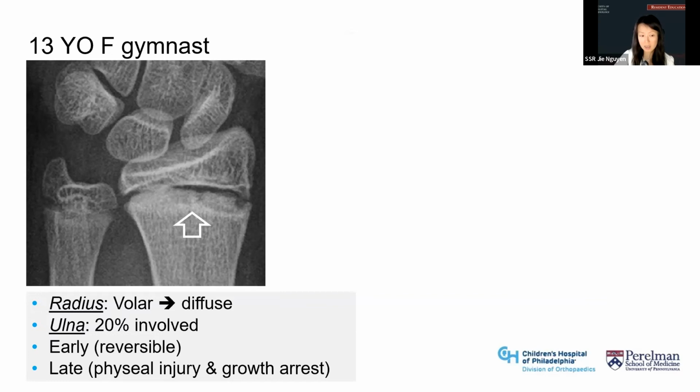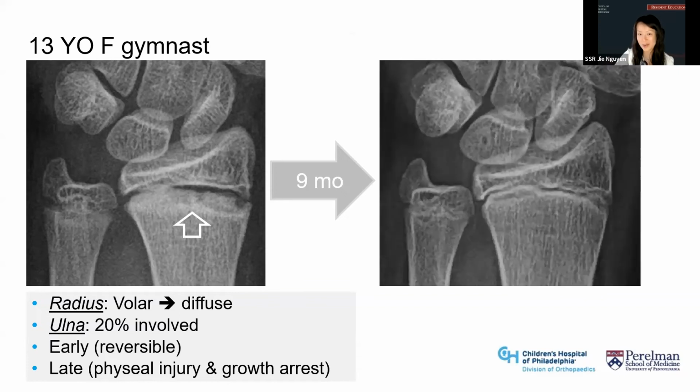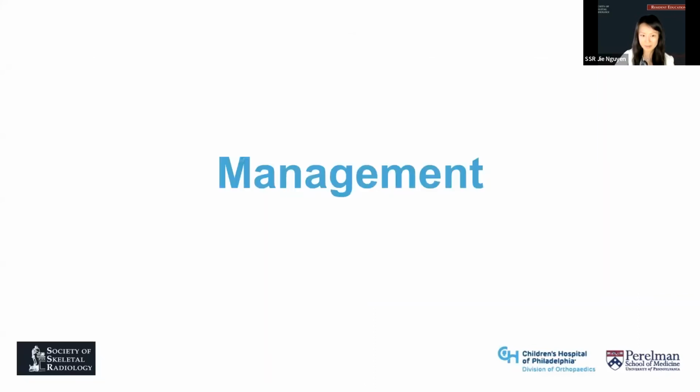Early injury is reversible, but late injury, if they continue to perform and don't rest, can cause physeal injury and irreversible growth arrest. So for this patient who actually complied, it's really hard to tell an athlete to stop doing what they really want to do. That actually completely reversed, right? It looks beautiful. So, okay.